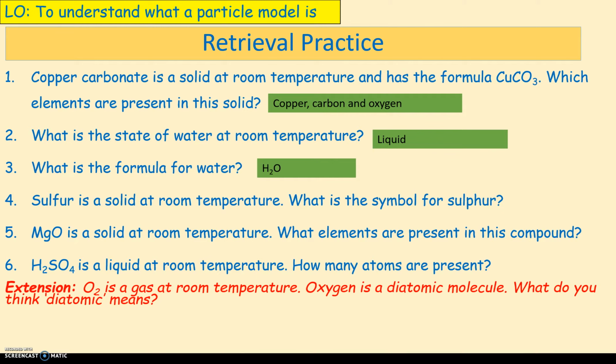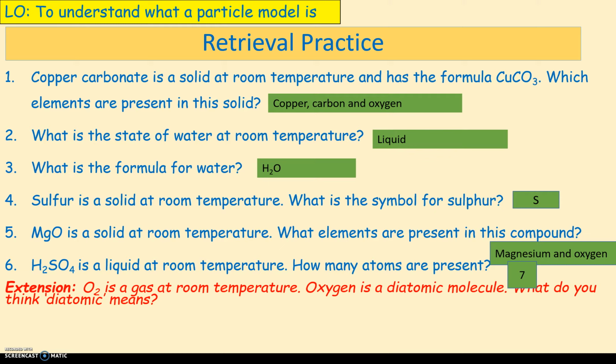Sulfur is a solid at room temperature. What is the symbol for sulfur? That would be S. MgO is a solid at room temperature. What elements are present in this component? Mg would be magnesium and O would be oxygen. Number 6 says H2SO4 is a liquid at room temperature. How many atoms are present? That would be 7.